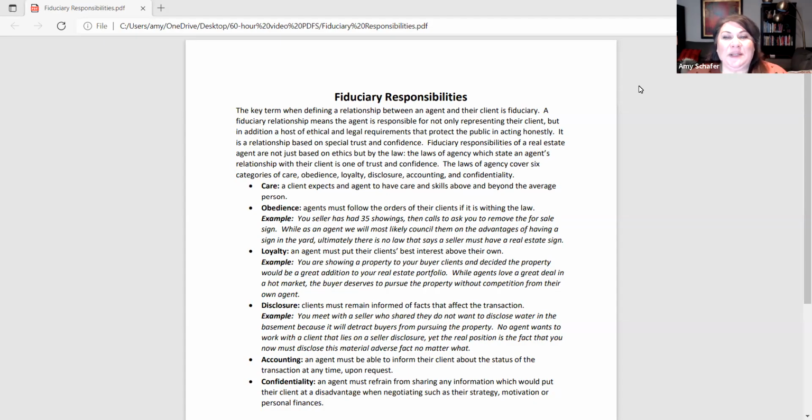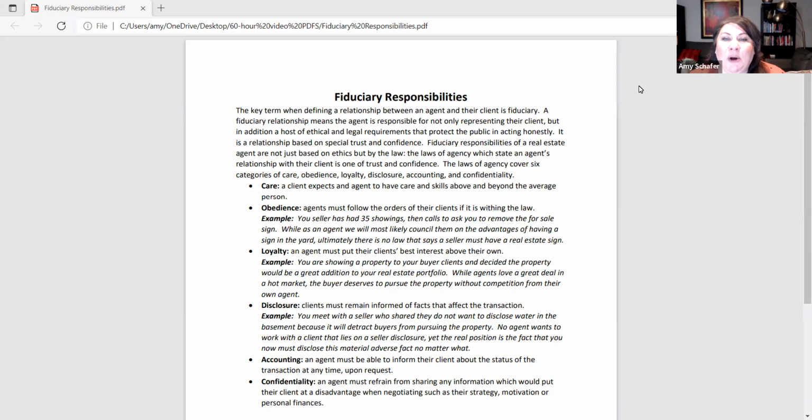This is fiduciary responsibilities, and this might be one of my favorite slides to discuss. This is a relationship that you create with your client that is based on special trust and confidence. And when I think of fiduciary, I think of finances. What are we going to do for our clients to protect their strategy, their motivation, and their finances so that nothing can be learned by the other party that would put my client at a disadvantage negotiating?